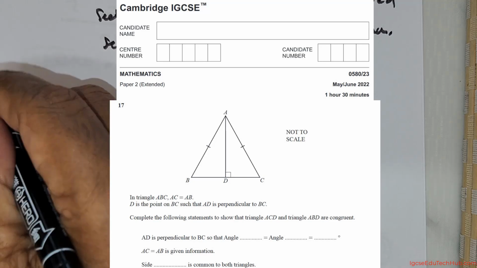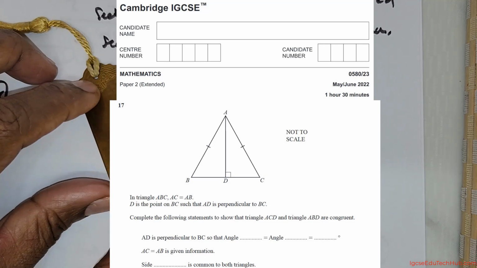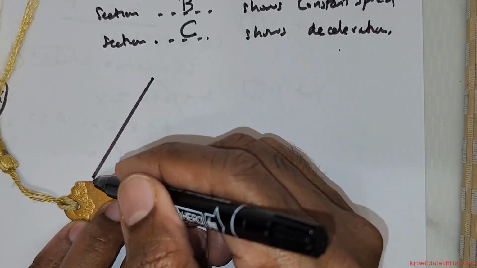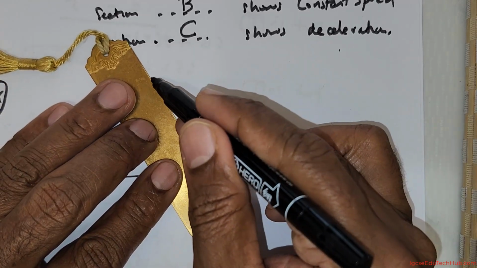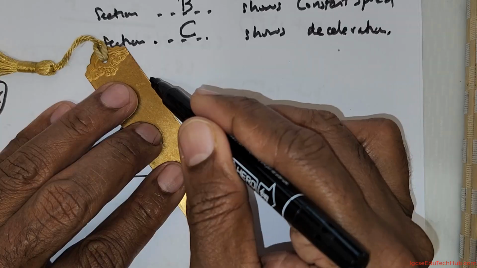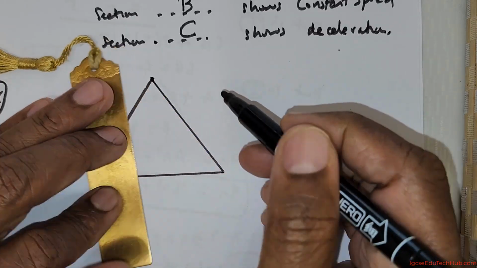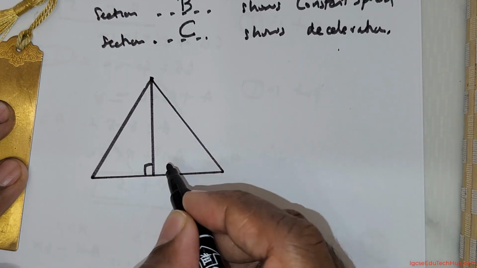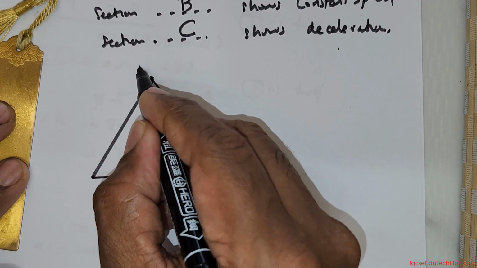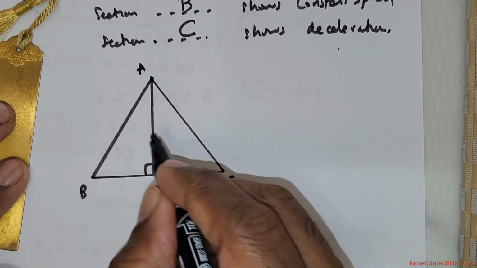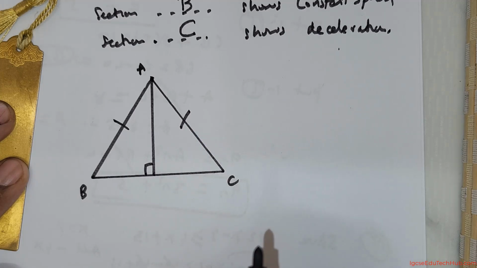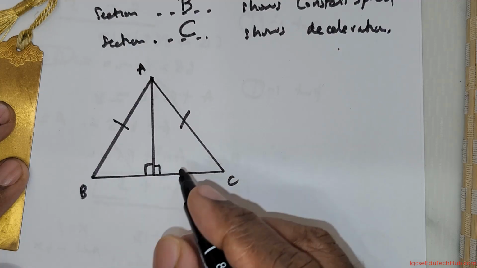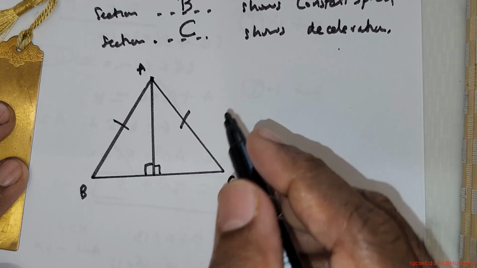Students, this is question number 17. Let me draw the triangle. So you have a triangle like this, and this triangle is split into two exactly in this fashion, and you have a 90-degree here. So A, B, C, and these two sides are equal, and this is 90 degree. So if this is 90 degree, naturally this will also be 90 degree.